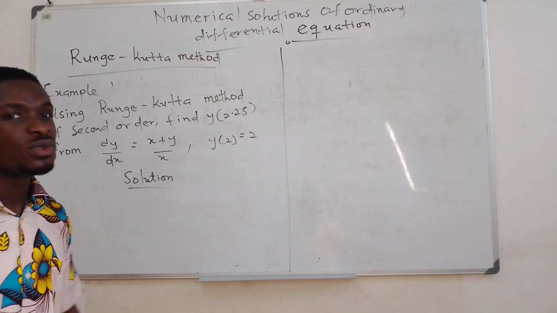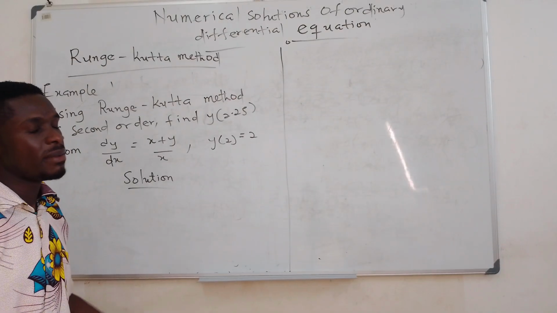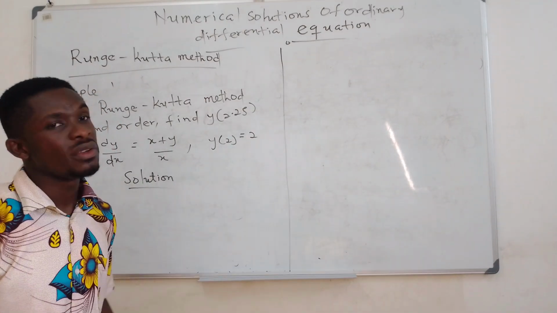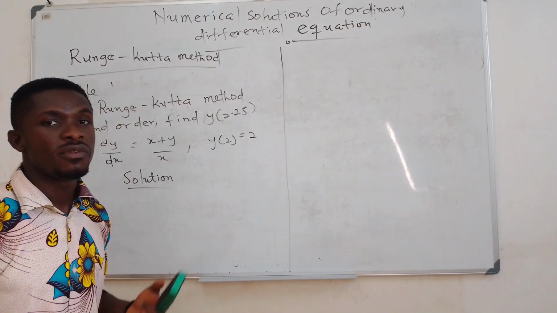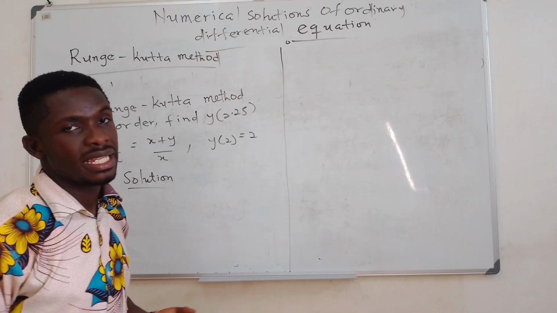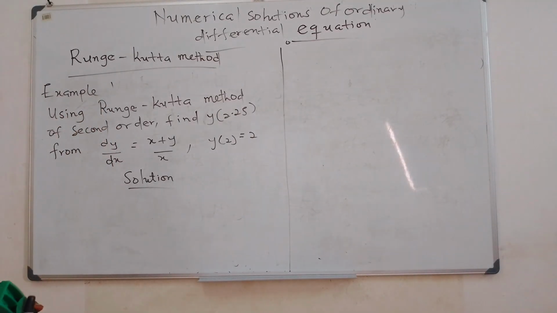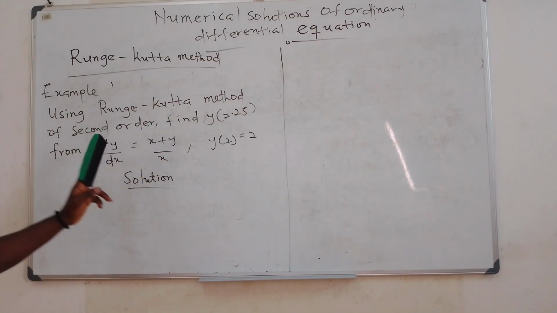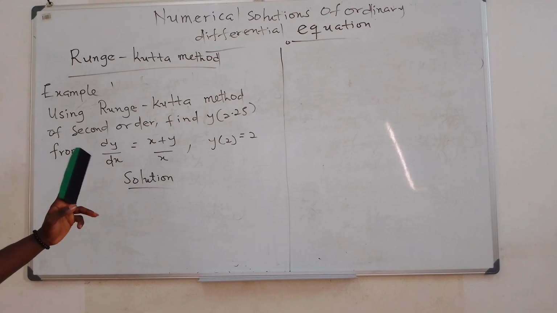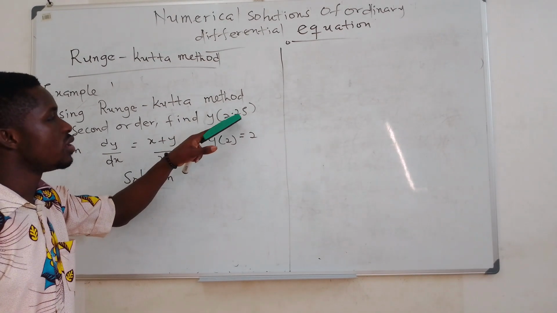Right, so we've gone through the method that we use when solving ordinary differential equations using the Runge-Kutta method. And we've gotten to know that we have the second order, the third order, and the fourth order. In this question, we are asked to find, using the Runge-Kutta method of second order, precisely second order. So it means that we have to go by the algorithm of second order. So we have to find y of 2.25.